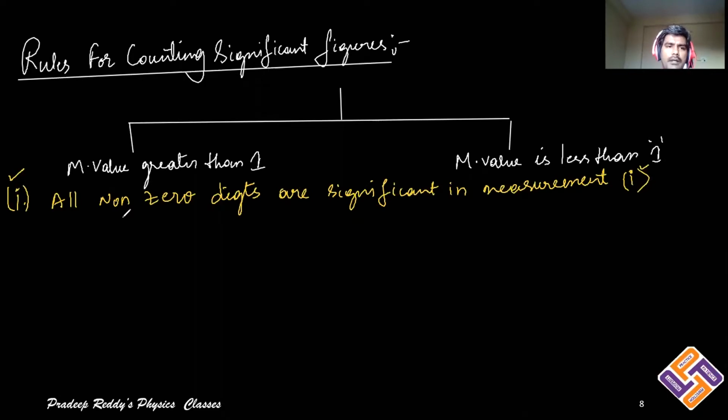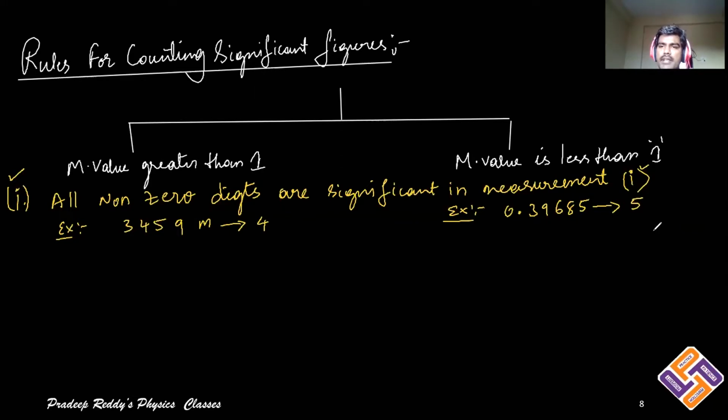For example, you have 3459 meter. 3 is non-zero, 4 is non-zero, 5 is non-zero, 9 is non-zero. All these are non-zero. So how many significant figures are there in this? 4 significant digits. Now come to this example: 0.39685. Definitely it is less than 1, and these are all non-zero digits: 1, 2, 3, 4, 5. Therefore, how many significant digits are there in this? 5 significant digits.